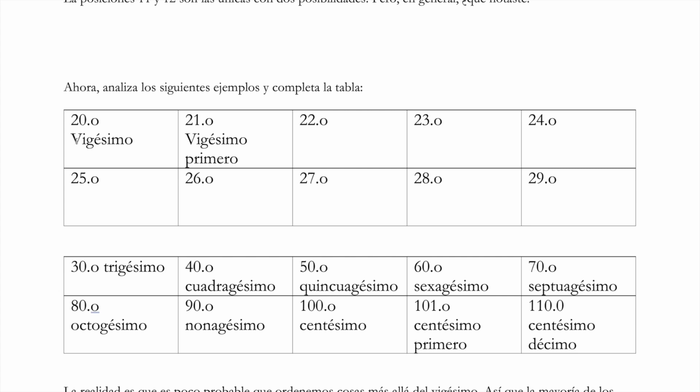So 20th place would be vigésimo. And then if it's 21st place, you just add those 1 through 9 numbers, and that's it. So vigésimo primero, vigésimo segundo, vigésimo tercero, vigésimo cuarto, vigésimo quinto, vigésimo sexto, vigésimo séptimo, vigésimo octavo, vigésimo noveno. And it's just the pattern. The pattern just continues throughout.